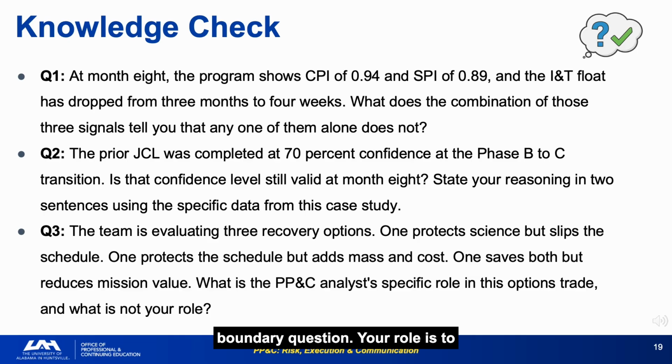Q3 is the boundary question. Your role is to translate options into impacts on cost, schedule, and reserve. What is not your role is making the technical engineering judgment about which fix is better or the mission science judgment about whether descoping is acceptable. Know where the line is.